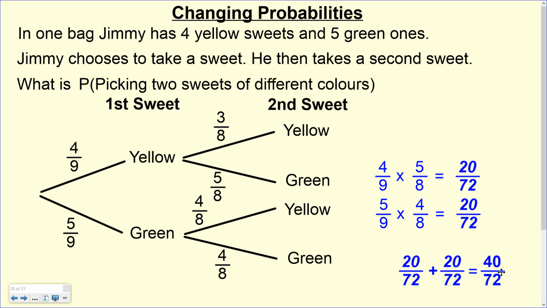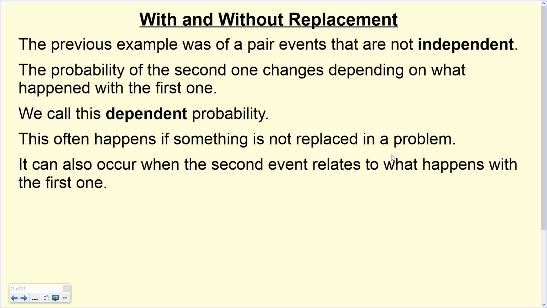Now, that second example is an example of events that are not independent. They're ones where what happens changes depending on what has happened previously. Often it comes up when things aren't replaced in a problem. There you saw that we didn't replace the sweet after we'd taken it. Sometimes it can happen if the event relates to the probability of what happens to begin with.